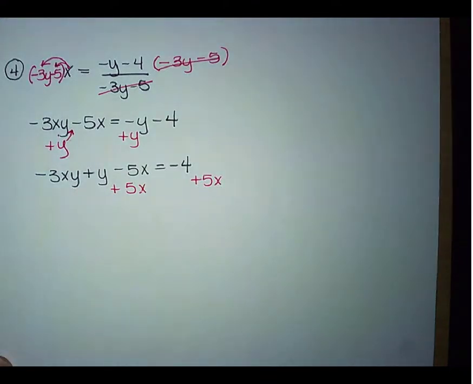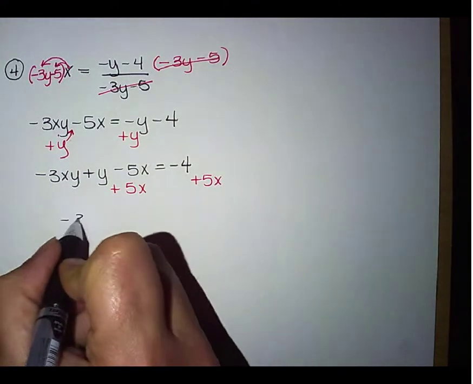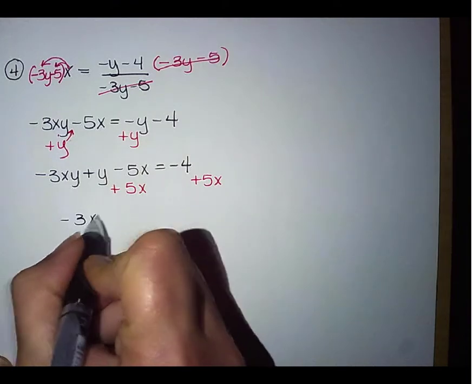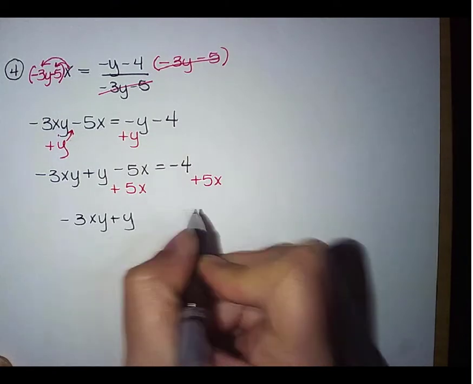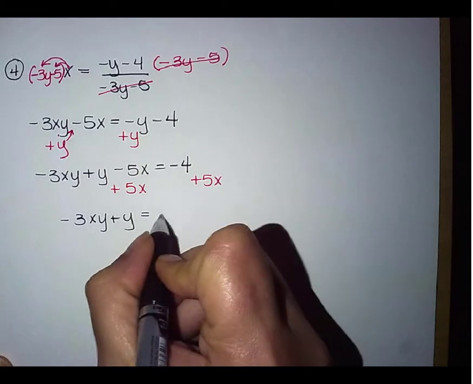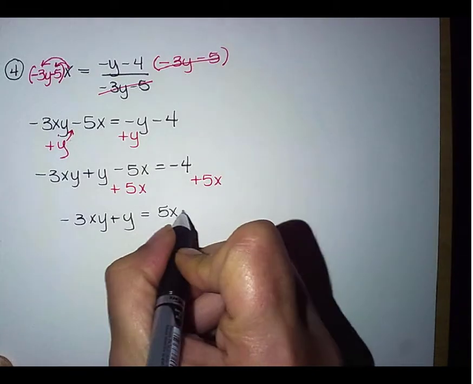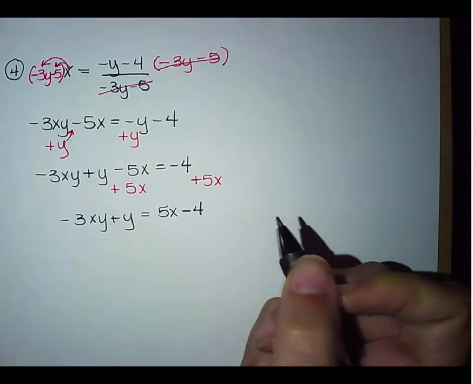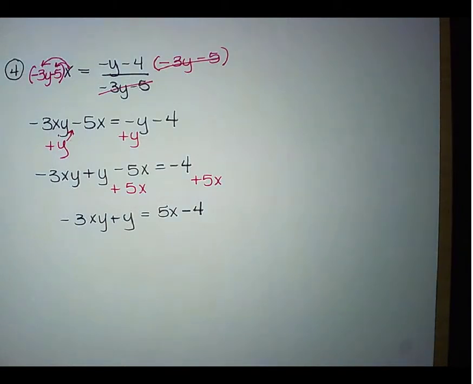So we are going to add 5x to both sides. So when we do that, we're going to get negative 3xy plus y equal to 5x minus 4. And again, if you put negative 4 plus 5x, that's perfectly fine. I just don't like having a negative in front sometimes. Now, here's where the fun stuff starts.